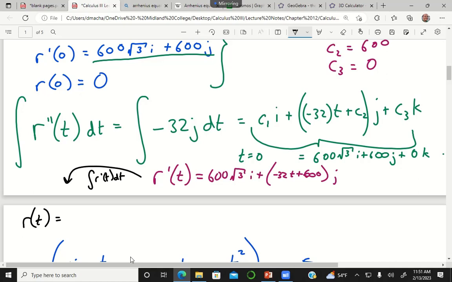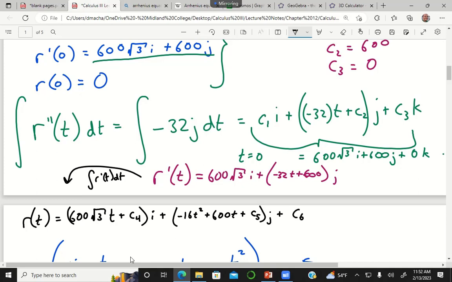And so my antiderivative here is going to be 600 square root 3 times t plus some constant, we'll call it c4, times i, plus, for j, I'm going to have negative 16t squared plus 600t plus c5 times j plus, we'll call it c6 times k.